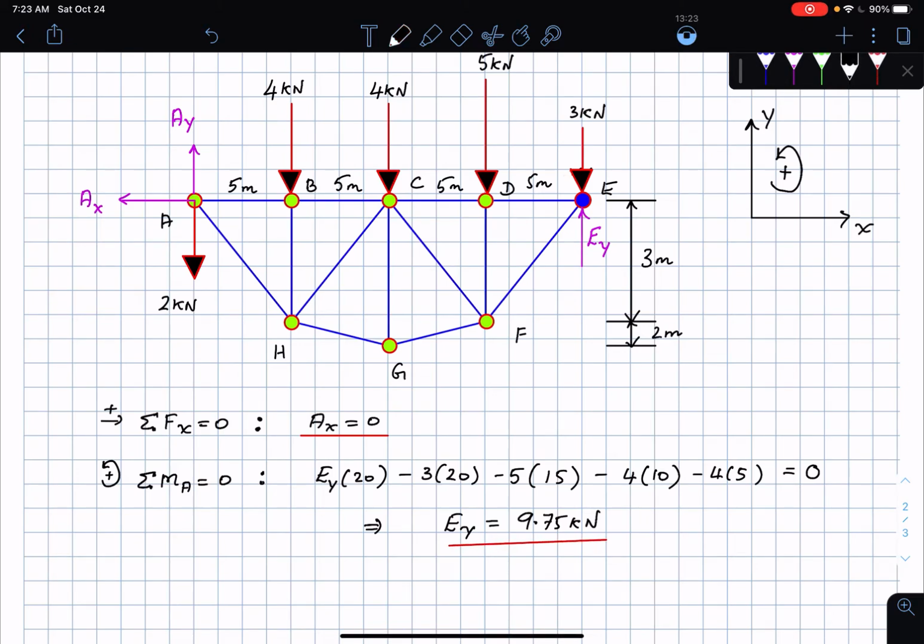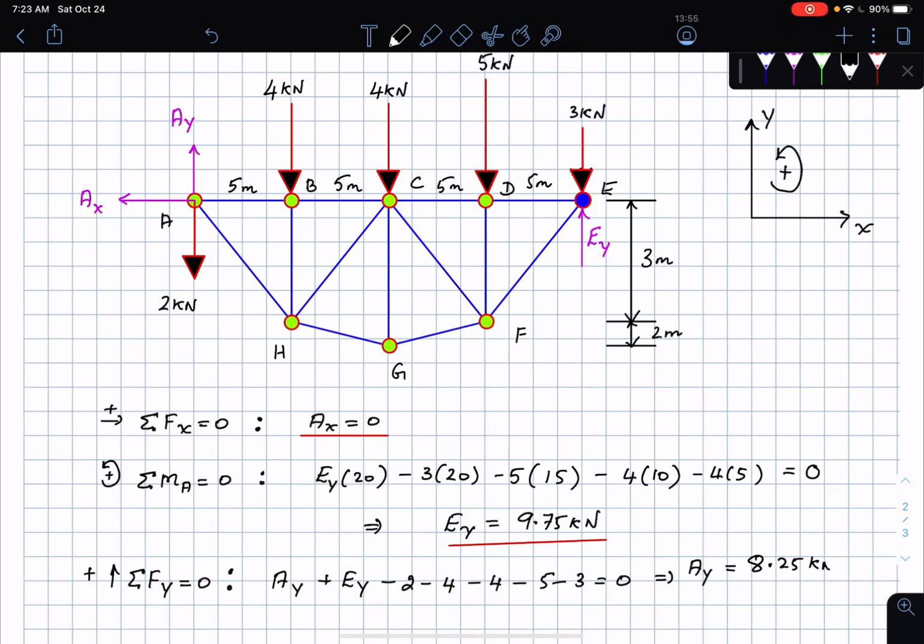Once you have EY, sum forces in the Y direction, set them equal to 0, with all the forces pointing up being positive. I'm going to have AY pointing up, EY pointing up, then minus 2, minus 4, minus 4, minus 5, minus 3 is equal to 0. And I can solve for AY. It's going to be 8.25 kilonewtons.